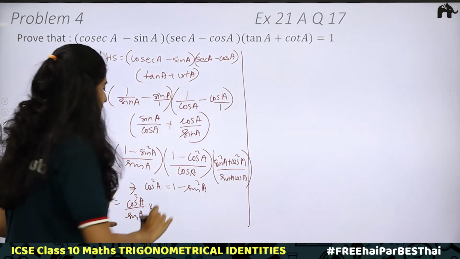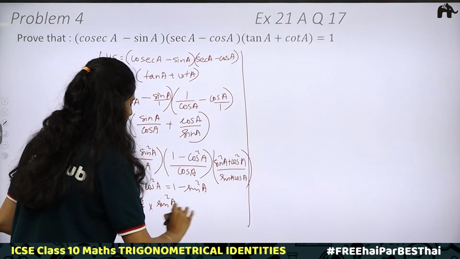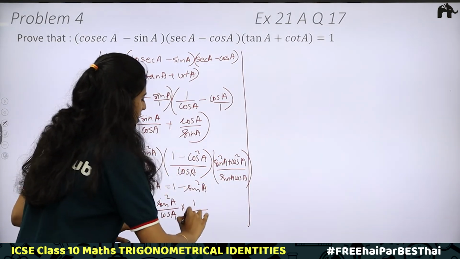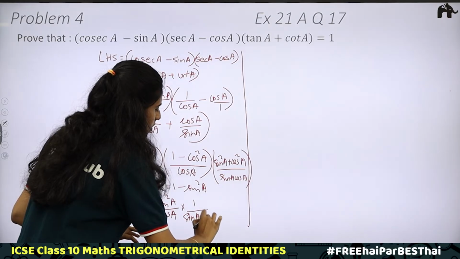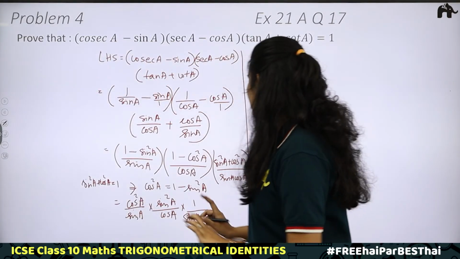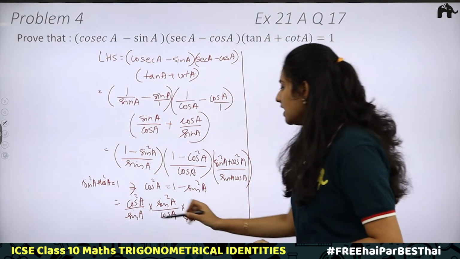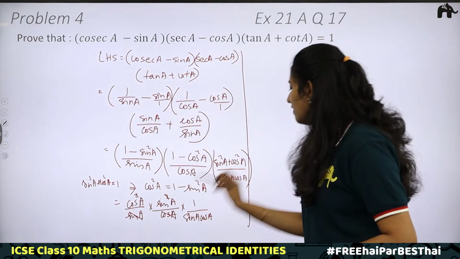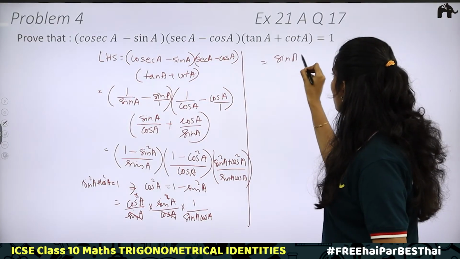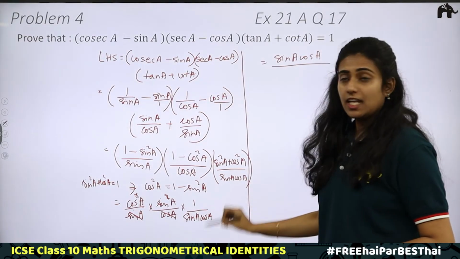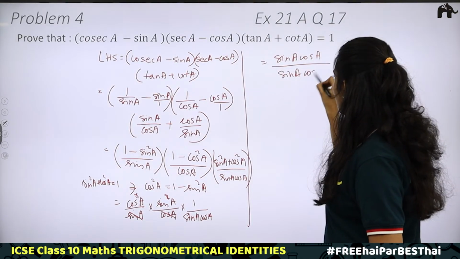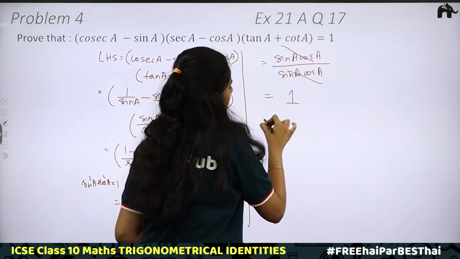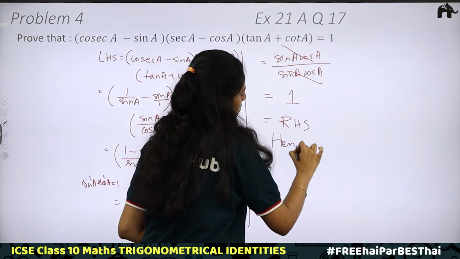Now, rewriting, we get cos square A divided by sin A, into sin square A divided by cos A, into sin square A plus cos square A, which is equal to 1, divided by sin A cos A. What all can be cancelled? I can cancel this sin A and this square, this cos A and this square. Then we have sin A cos A divided by, again, sin A cos A. What is sin A cos A divided by sin A cos A? Cancelling everything, we get finally 1, which is the RHS. So this is the required proof. Hence proved.